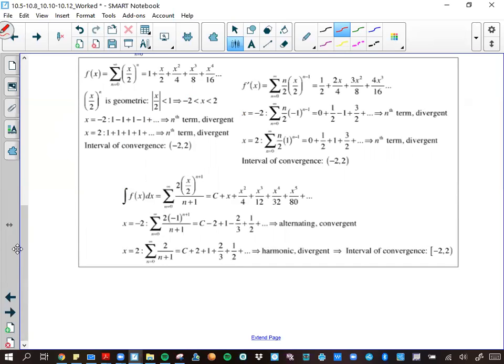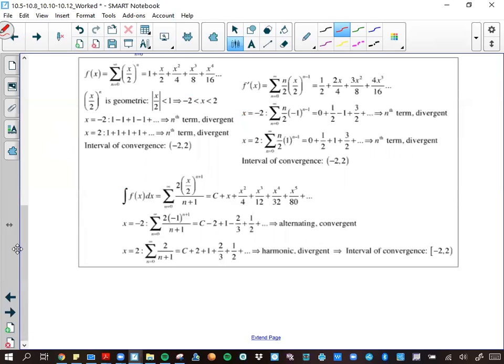And I can see that when you do the partial sums, my terms are getting smaller. They're alternating, but they're getting smaller. So this would be considered an alternating series, and it would be convergent. But if I plugged in 2 in there, I get a harmonic series. This is an example of a harmonic series.